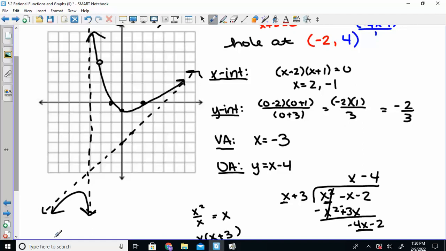Are there any questions on this one? It has everything. It had a hole, it had an oblique asymptote, it kind of had all the tricks that we've used in one problem.